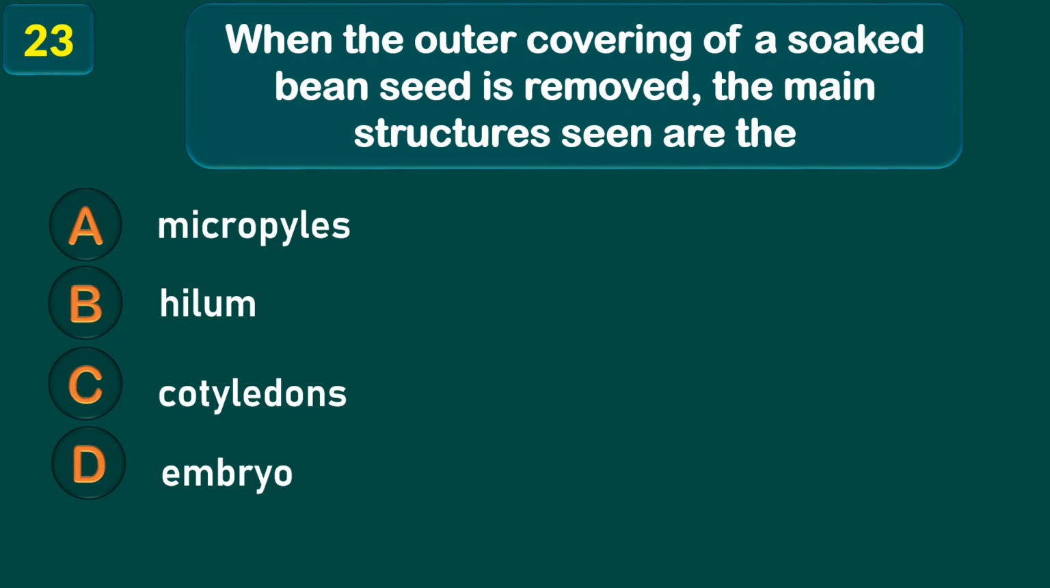When the outer covering of a soaked bean seed is removed, the main structures seen are the A. micropiles, B. hilum, C. cotyledons, D. embryo.